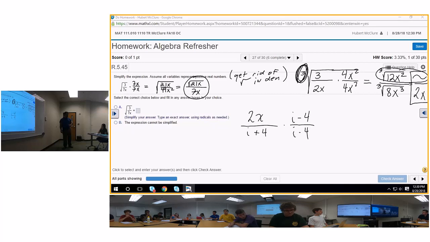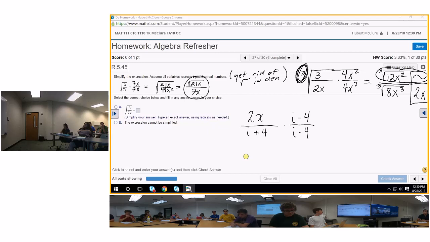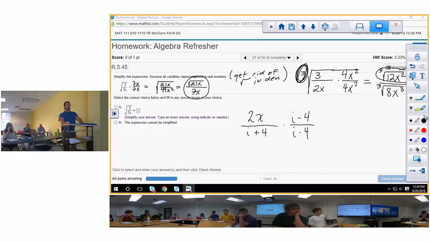So you're going to be hammered about that, rationalizing the denominator. At least a whole homework section on rationalizing the denominator in Calc 1, Unit 1. So you might want to make sure you know how to do that.